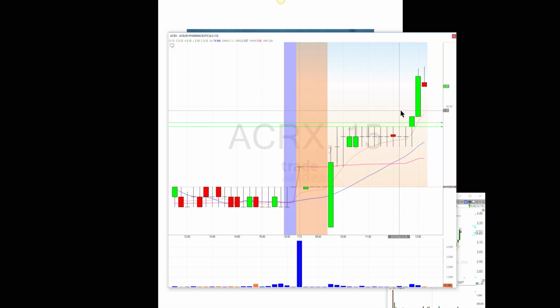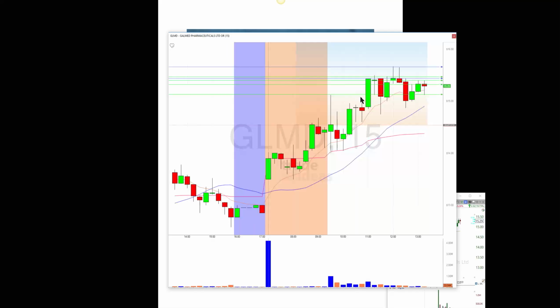That is about it. I'm still interested in this GLMD. Kind of botched this trade a little bit. This is one where one of the analysts put a $59 price target on it today. Another analyst put a $35 price target on it today. So it's trading pretty choppy. You can see what's happening.